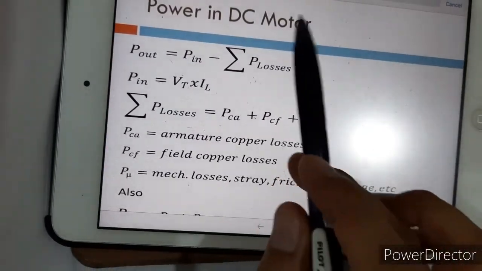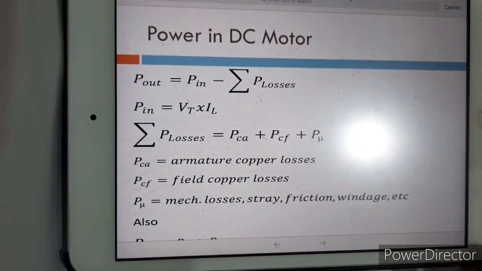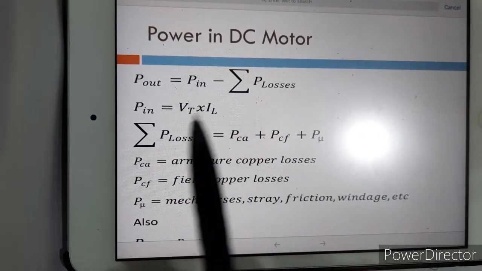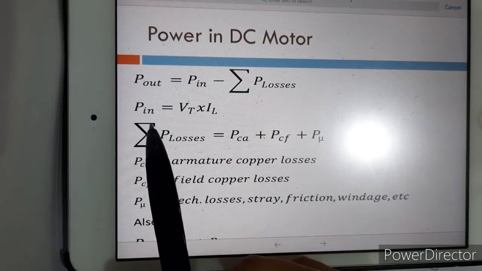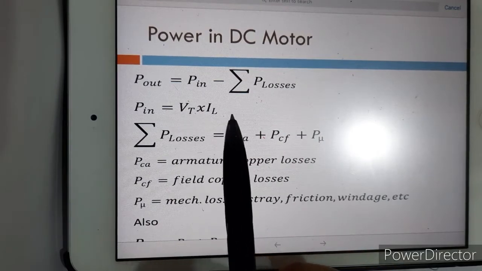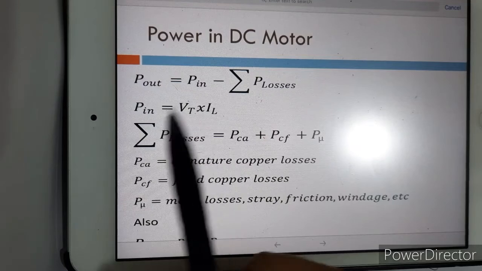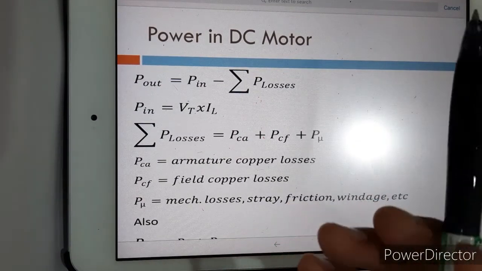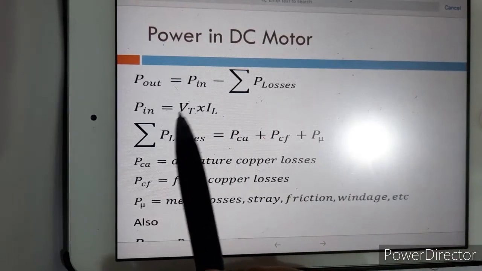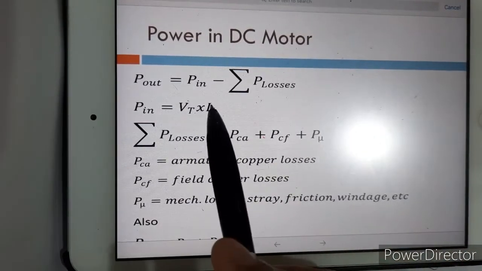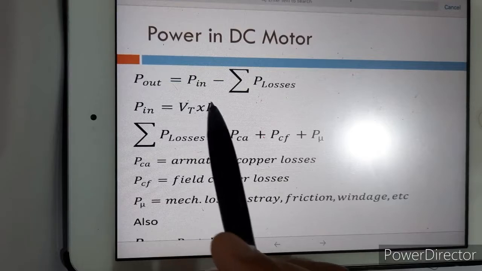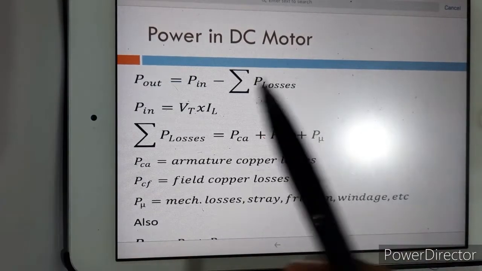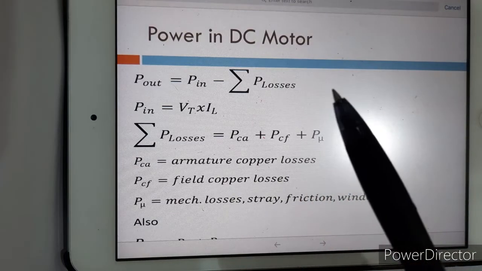Okay, and then for the DC motor, power in a DC motor, P out equals P in minus total P losses. For the motor, P in is equal to VT IL, so this is from the terminal line. Remember, for the motor you can assume it as your load. So the load gets power from the supply. The supply is in terms of VT IL, and this is from TNB. P in equals VT IL, and then it will supply to the motor, which is our load.